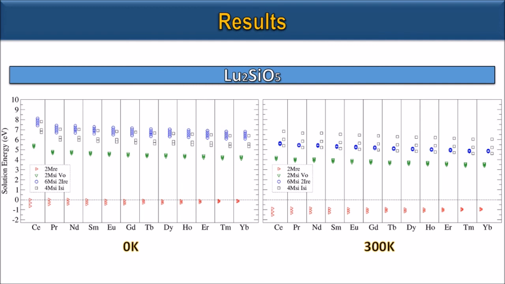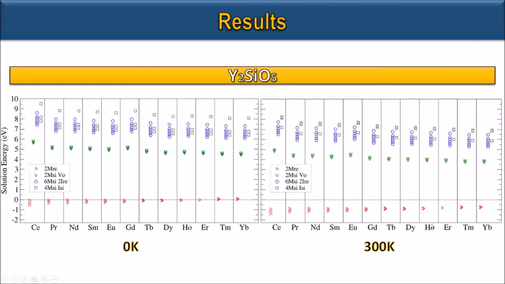Here is the graph of the defect solution energies. We see clearly that the defects with the lowest energy cost are those involving the replacement of 3+ host rare earth ions with 3+ doping rare earth ions. This holds for both cases, in lutetium silicate at both temperatures, and in yttrium silicate at both temperatures.